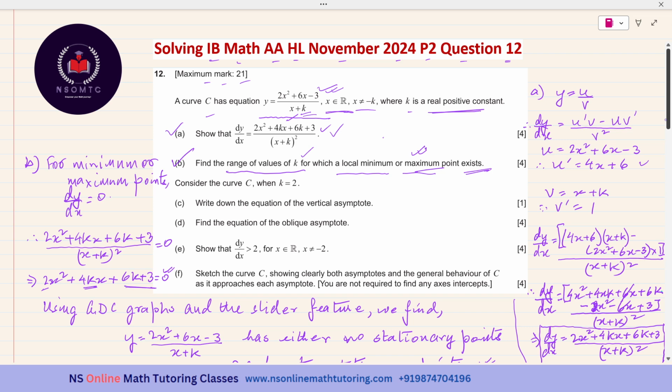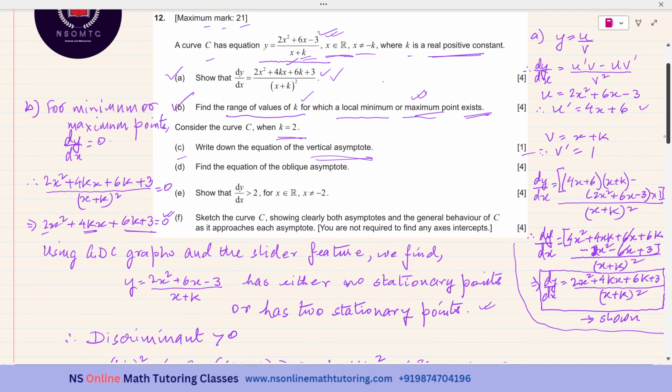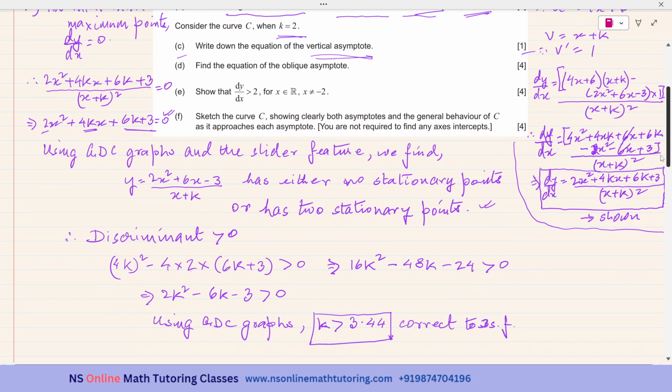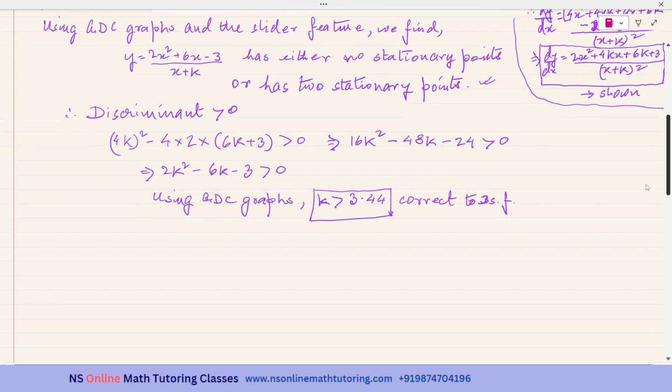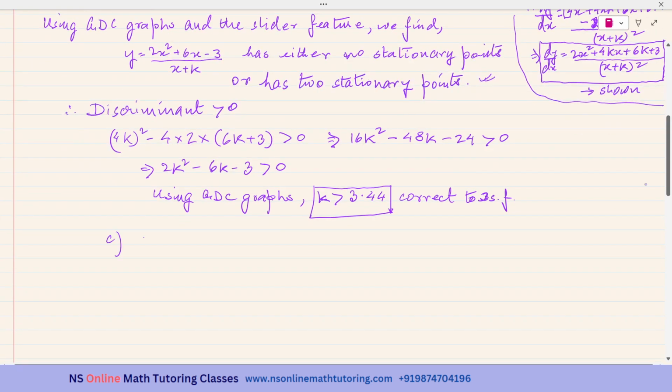Coming to subpart C. Before that, consider the curve C with k value as 2. Subpart C's question is write down the equation for the vertical asymptote. It is containing just a single mark. So what will be the vertical asymptote? You have a vertical asymptote when the denominator value is equal to 0, and in this case k is equal to 2. So x cannot have the value of negative 2, because negative 2 plus 2 will be giving you a 0 in the denominator, which is not possible. So x equal to negative 2, vertical asymptote.